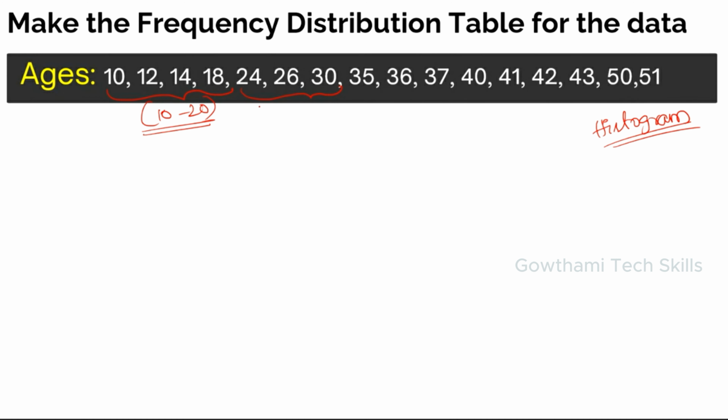I will make this one 20 to 30. These are all ages of students or ages of some persons, okay? I'll make 30 to 40 one range, then 40 to 50 one range, then 50 to 60. Here there is no repeated data, that's why I can make use of a histogram graph.